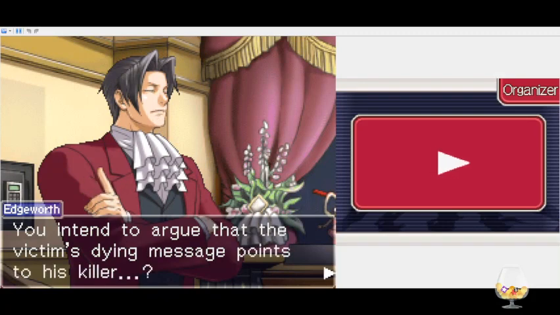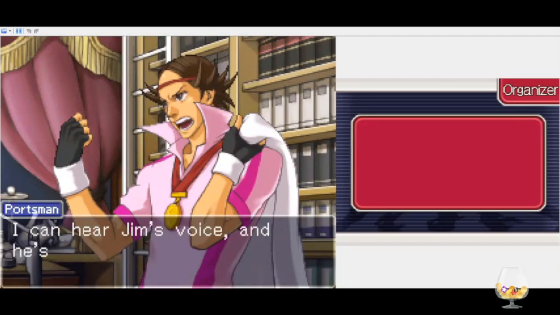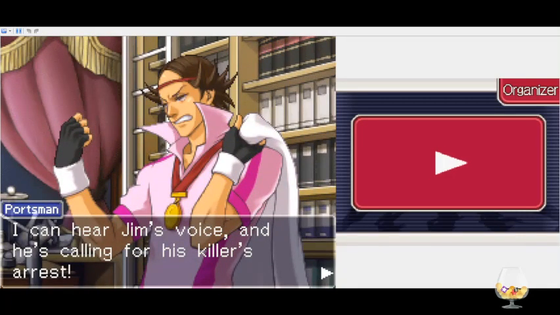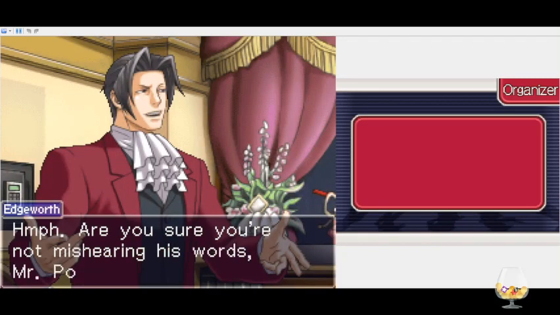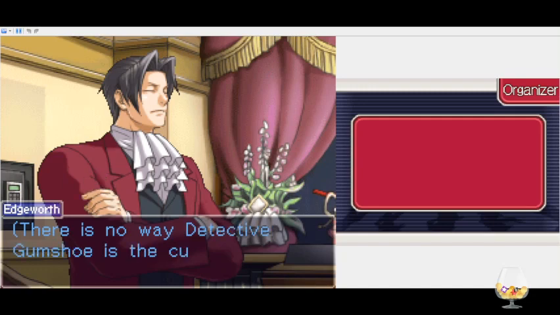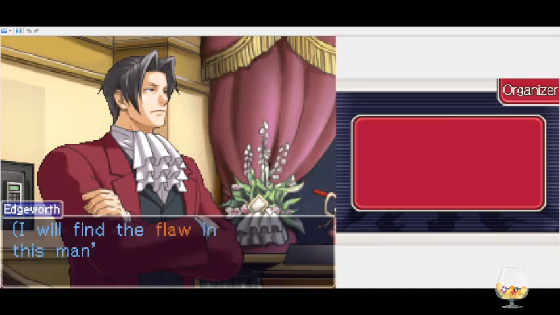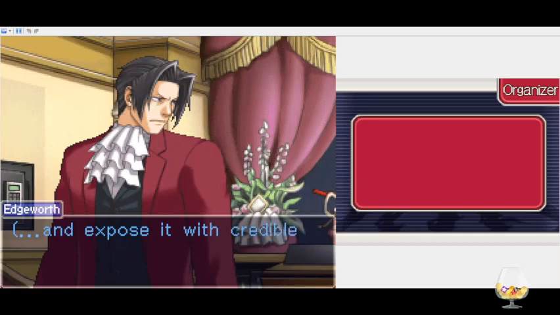You intend to argue that the victim's dying message points to his killer. I can hear Jim's voice and he's calling for his killer's arrest. Are you sure you're not mishearing his words, Mr. Portsman? There's no way Detective Gumshoe's the culprit here. I'll find the flaw in this man's logic and expose it with credible evidence.